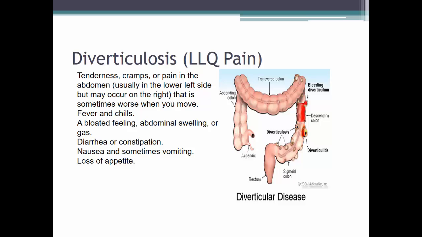Basically, there is pain located at the level of the left lower quadrant. There is also a pouching with high pressure at the level of the left lower quadrant. Patients would have tenderness, crampy abdominal pain, sometimes worse when the patients move. It's associated with fever and chills, abdominal swelling, diarrhea, constipation, and loss of appetite.